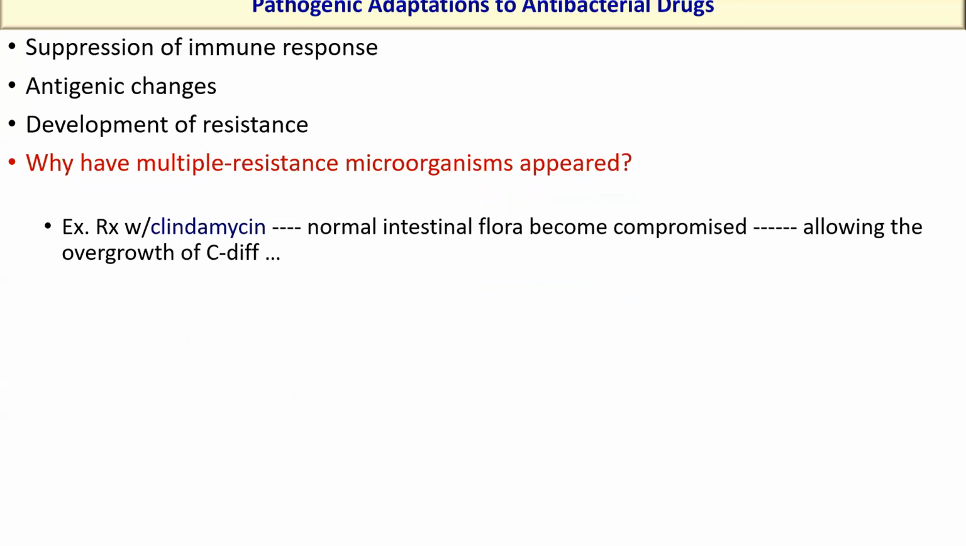So, multiple resistance: why have multiple resistant microorganisms appeared, as we've been seeing much of recently? Multiple resistant microorganisms have appeared recently because of the overuse of antibiotics. The overuse of antibiotics can lead to the destruction of the normal flora, allowing the selective overgrowth of antibiotic-resistant strains or pathogens that have previously been kept under control.